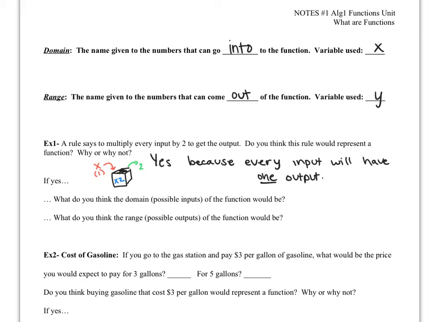So my domain, the possible numbers I could choose to put into the function box, would actually be everything. We could say for here all real numbers. Later on in the year, we're going to formalize this a little bit more, and we'll start to write it in a different format. But there's no restriction on what I can put into the box. Now, what could come out, since I'm multiplying by 2, I would expect the numbers coming out to be multiples of 2.